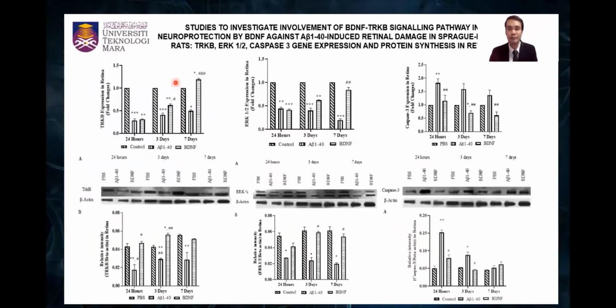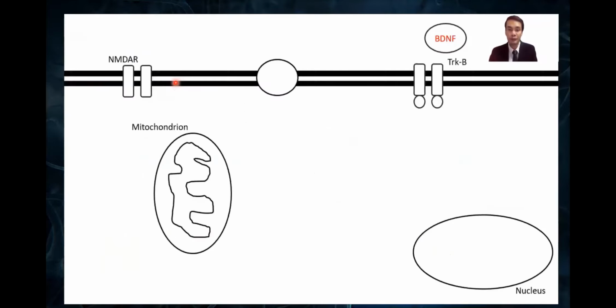Next, we proceeded to the expression of Western blot and PCR. We measured TRKB, ERK1 and 2, and caspase-3. For TRKB and ERK1 and 2, the 140 group showed significantly lesser expression as compared to the other groups, while for caspase-3, the expression was significantly higher in the 140 group as compared to the other groups.